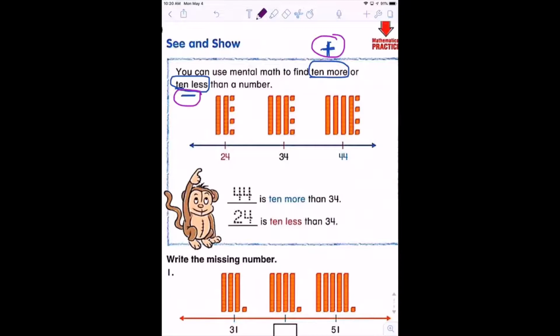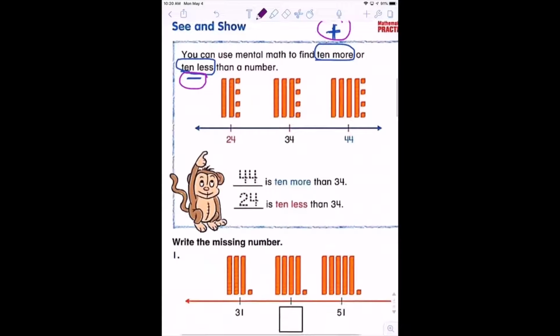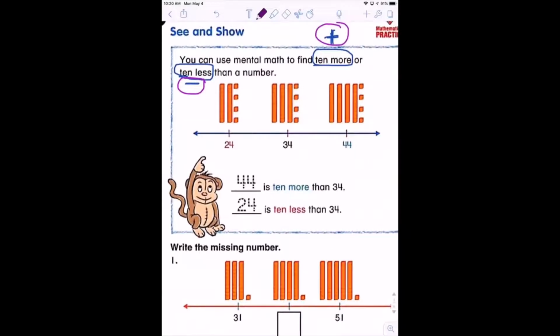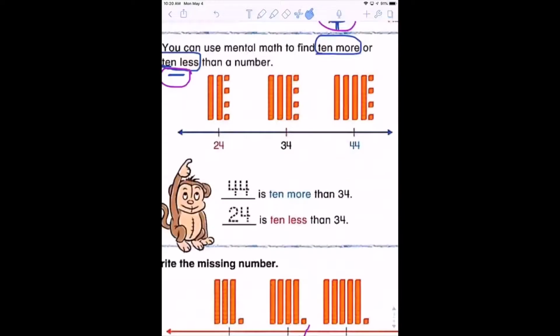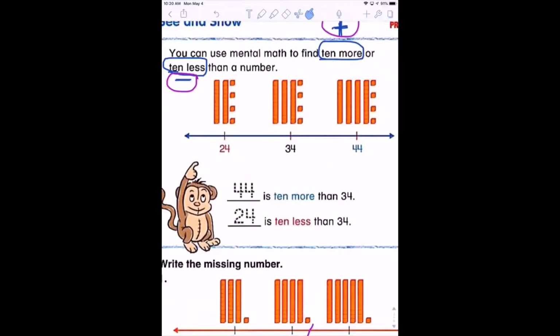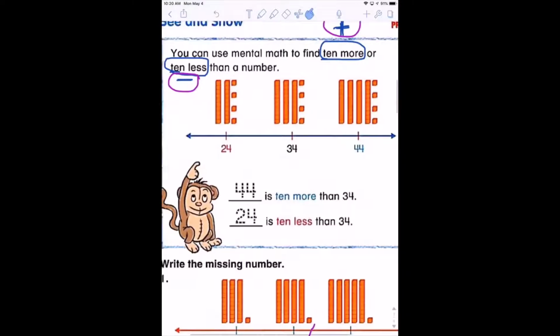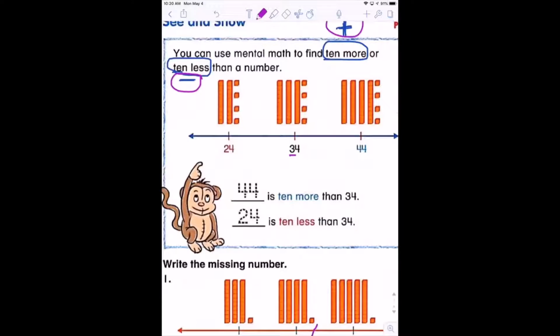So if I start at 34, okay, I underline the number that's in the tens place, okay? So what's my number that's in the tens place? 3. That's the number that's in the tens place. Okay. How many groups of 10 do I have? 1, 2, 3. Okay. So I have 3 tens and 4 ones.